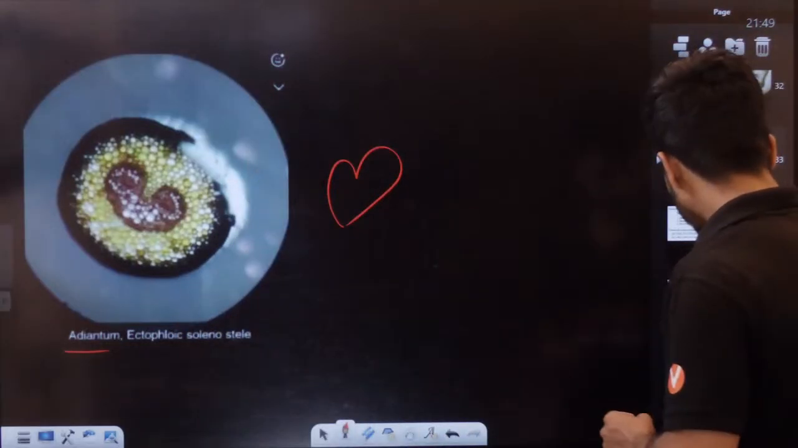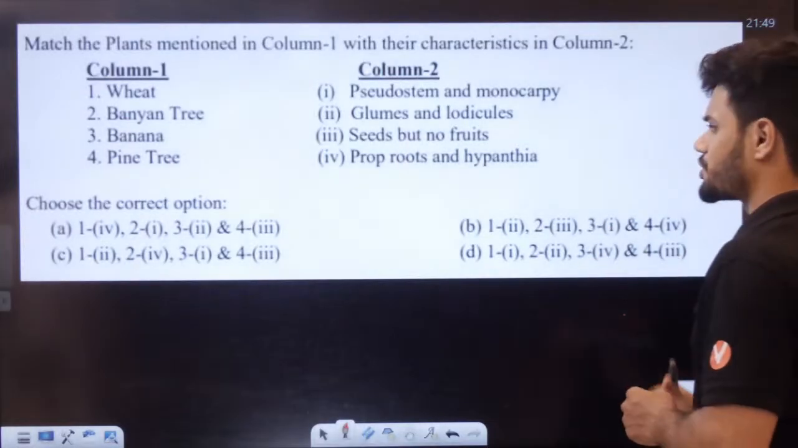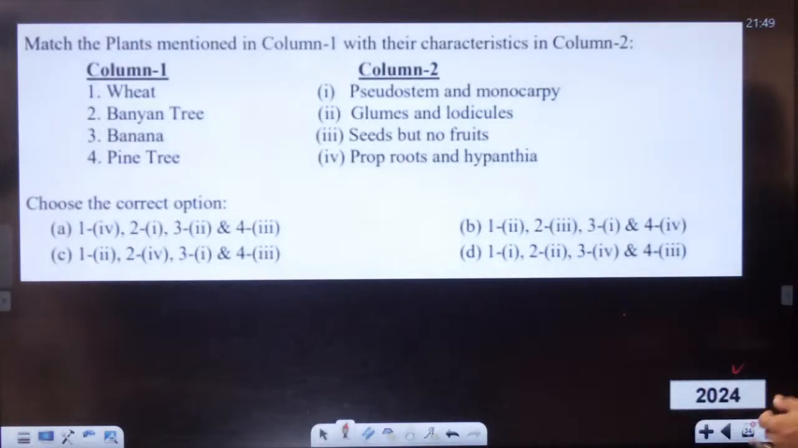Now here I have certain questions. One more question. Let's see who can solve this question. This is from 2024, last year's question.